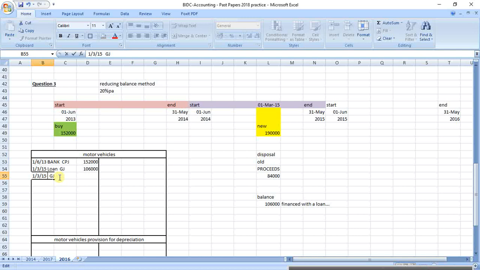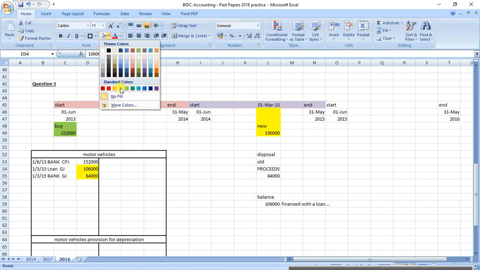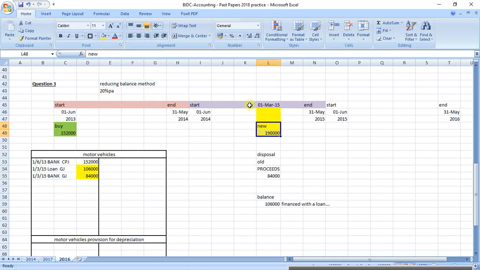Right? What did they say? The motor vehicle was part exchanged at a value of 84. So 84 would have come in the bank. Okay, how much was it? 84,000. Right, so if you add up those two amounts, that makes up the 190 there, which was on the 1st of March.